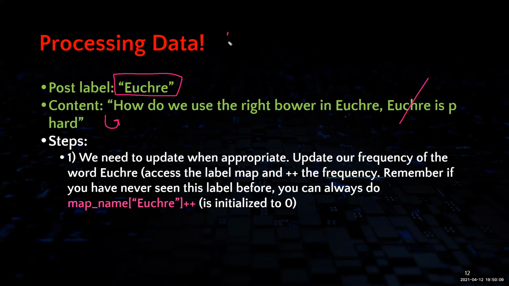I'd go ahead and update my map of string ints. This is my map basically saying, out of our training posts, how many times does this word occur? So let's say I have 10 training posts, so I have 10 rows in my CSV file. What I want to do here is reflect that this word how occurs in one more of them. So to do that, I would access this map, and I would pass in the word how, and I would update its frequency.